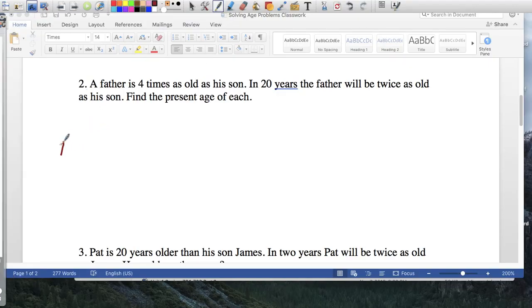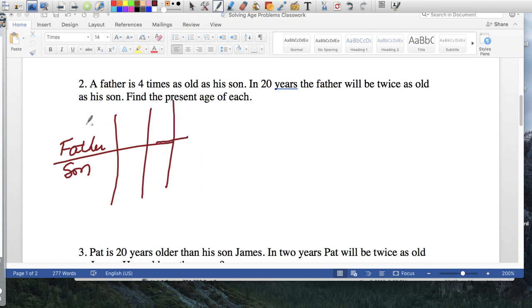So now again, we have a father, we have a son, and I wish I could do straight lines, but I can't. Now, so right now, let me see. The son, I don't know anything, so let's call him X. But I know the father is 4 times the age of the son.